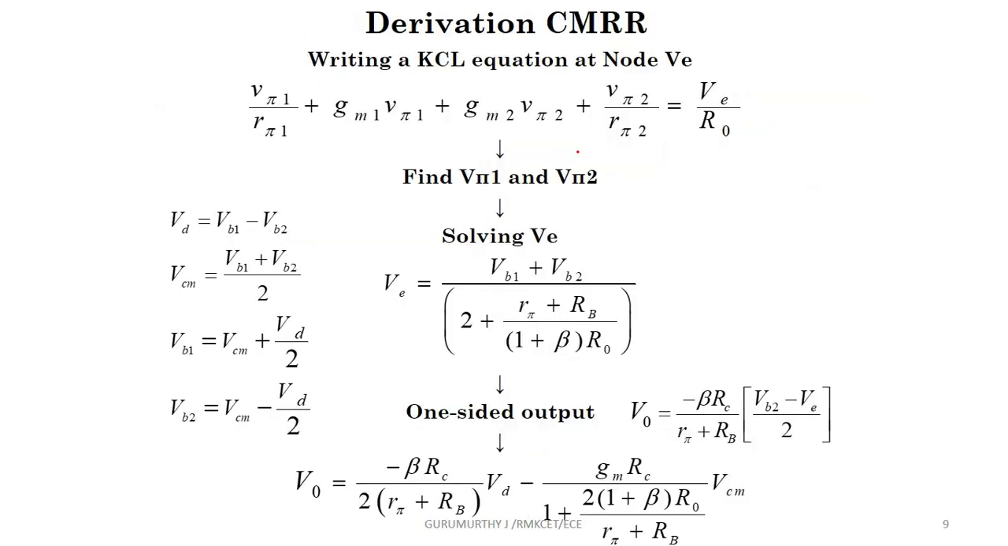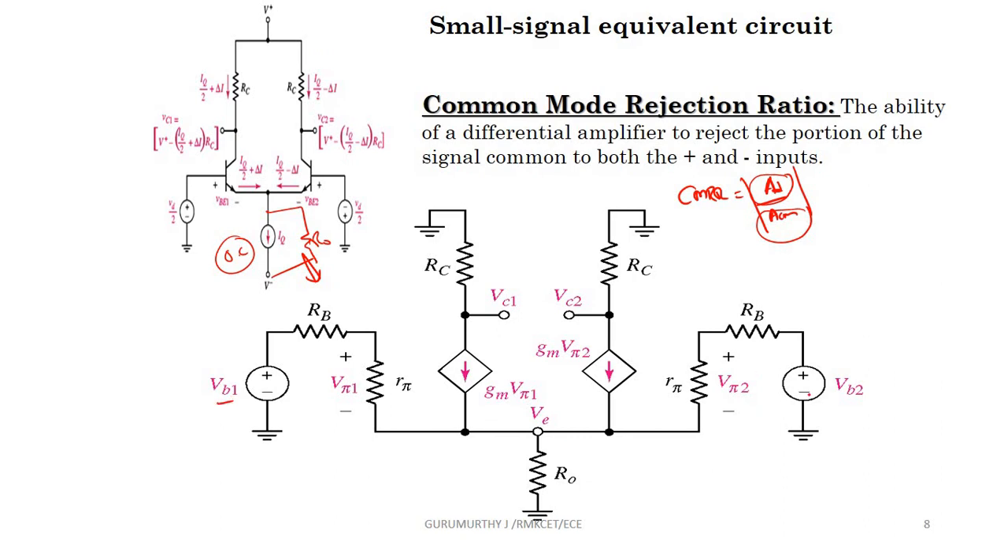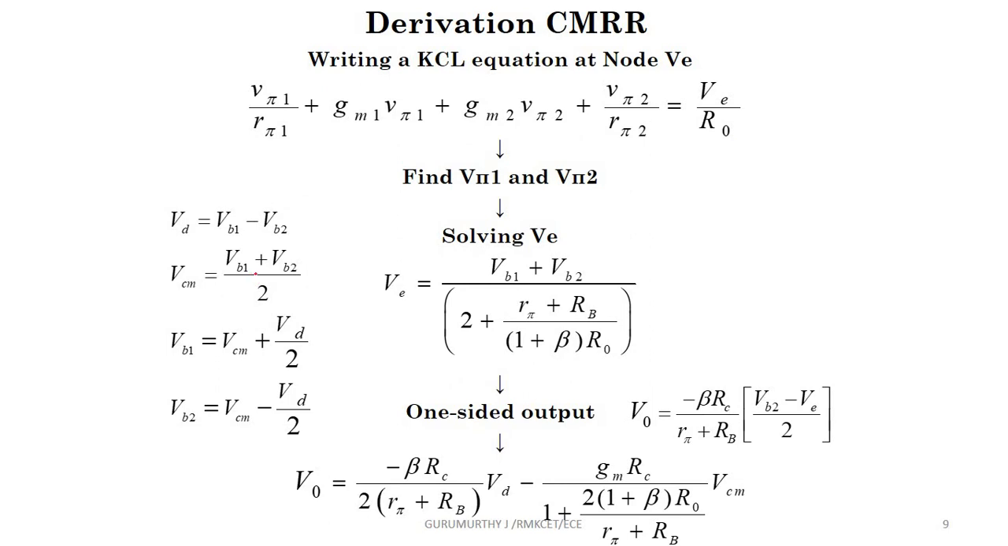So there is an algorithm, there are the following steps you have to follow to derive the common mode rejection ratio. Apply KCL at the emitter node, you will get this equation. You will have to find Vπ1 and Vπ2. Solve for the voltage at the emitter. So this will be the voltage at the emitter, and VD is the differential voltage, which is VB1 minus VB2, which is nothing but this voltage minus this voltage. And VCM is the common voltage between the two, (VB1 plus VB2) divided by 2. You solve these two equations to obtain VB1 and VB2. VB1 will be VCM plus VD by 2, and VB2 is VCM minus VD by 2.